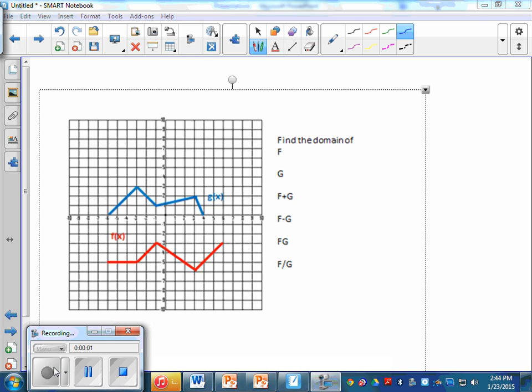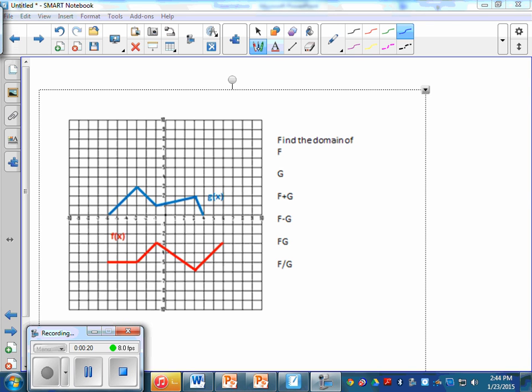Right, the first part of today's lesson is dealing with a graph. So for those of you who aren't here today, I thought we'd just kind of go over it real quick. They ask you to take a look at two graphs. One is labeled F and one is labeled G. And in that graph, the red one here is F and the blue one is G.